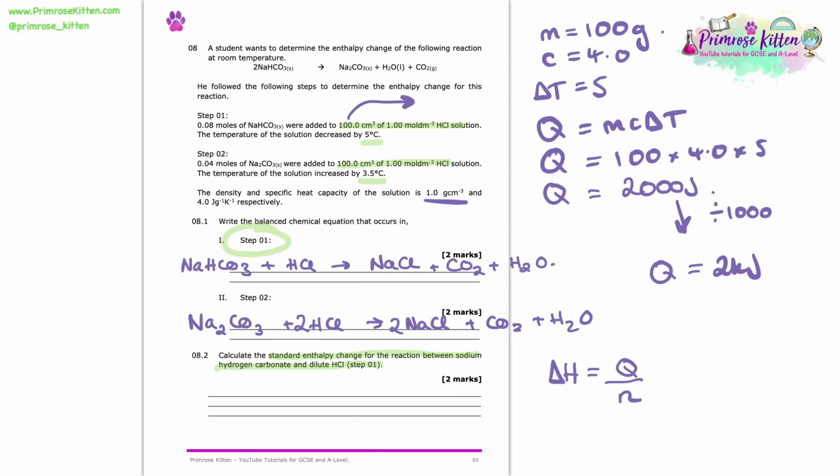And then delta H, that enthalpy change, is equal to Q divided by the number of moles. And in this question, they've actually been quite nice to us and they have told us the number of moles. They told us it's 0.08. So here we have 2 divided by 0.08. And that gives us an enthalpy change equal to 25. Finally, let's make sure we include our units and also check the sign of the enthalpy change. Here we know that the temperature decreased, so it's an endothermic reaction. So that means that delta H is positive 25 kilojoules per mole.